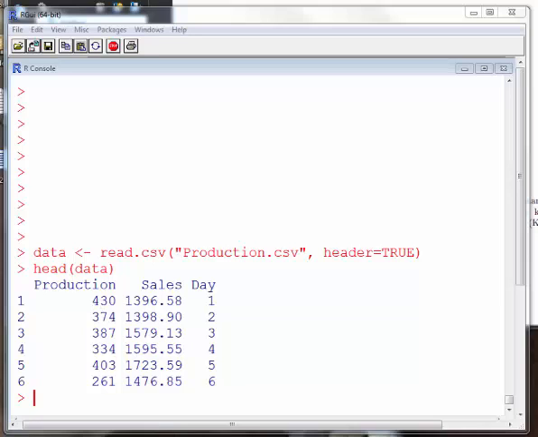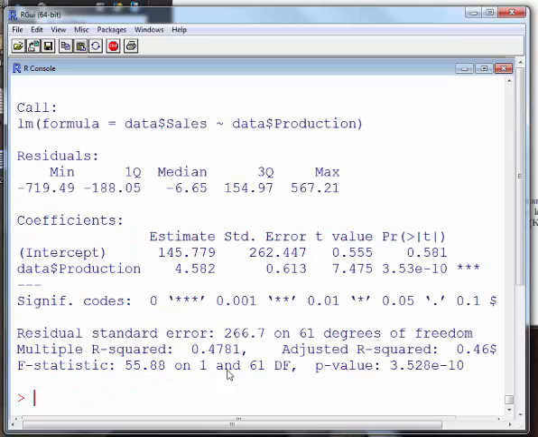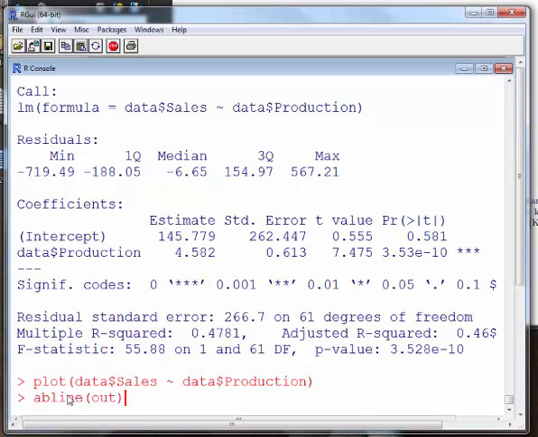A natural thing might be to model their sales versus how much they produce. Okay, and so take a look at the output of that linear model, and we can see the R-squared value is not great. These are our intercept and slope for the model. Of course, I could make a plot and drop a line on that plot.